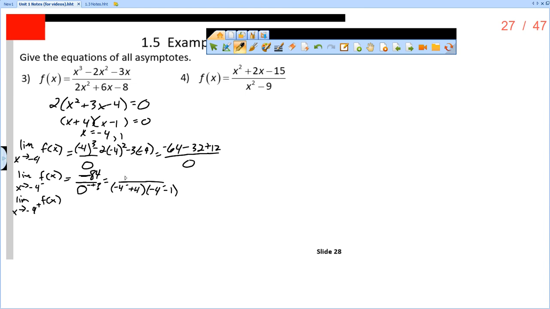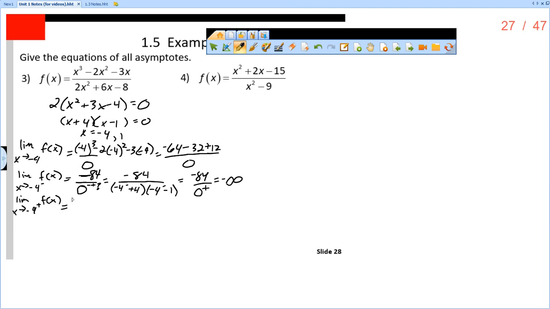So what does that mean? That means I'm approaching -84 over 0, but from a positive, because we got a negative number times a negative number. And so I have -84 over a positive number, and that's going to be approaching -infinity. So what does the result of this limit being equal to -infinity tell us? It tells us that there is, in fact, a vertical asymptote at x equals -4.